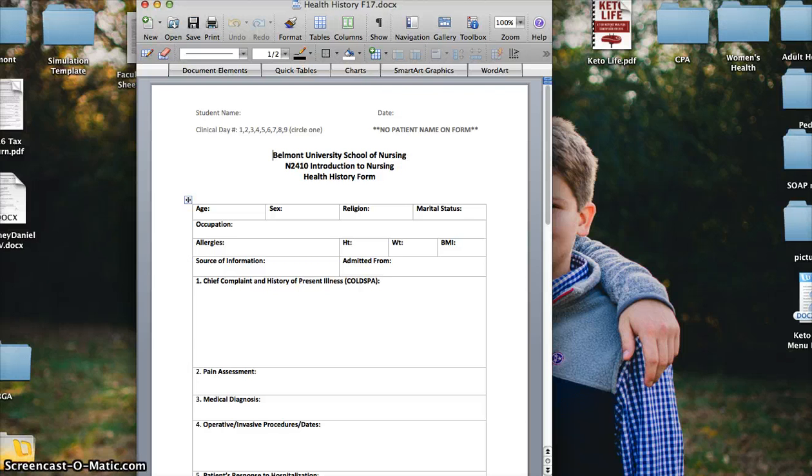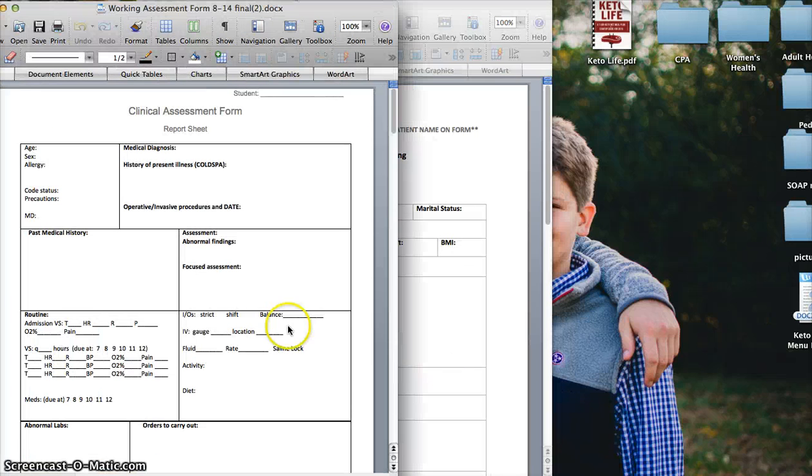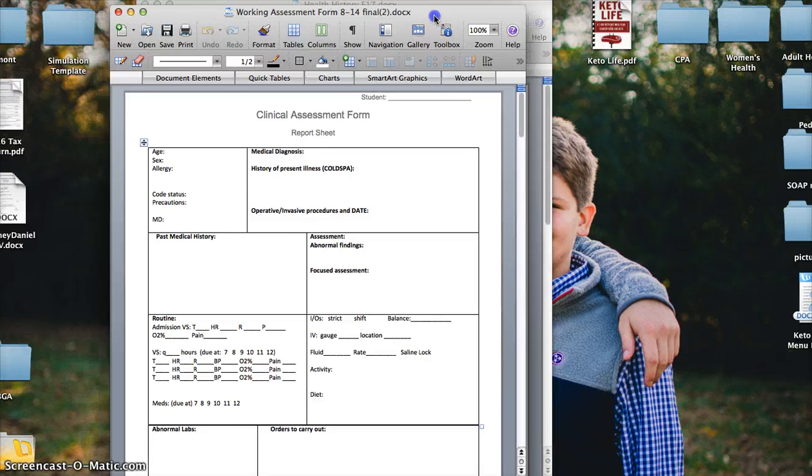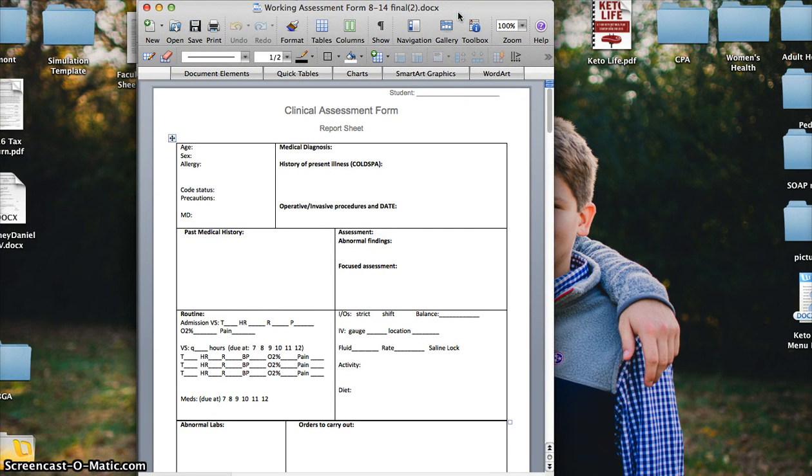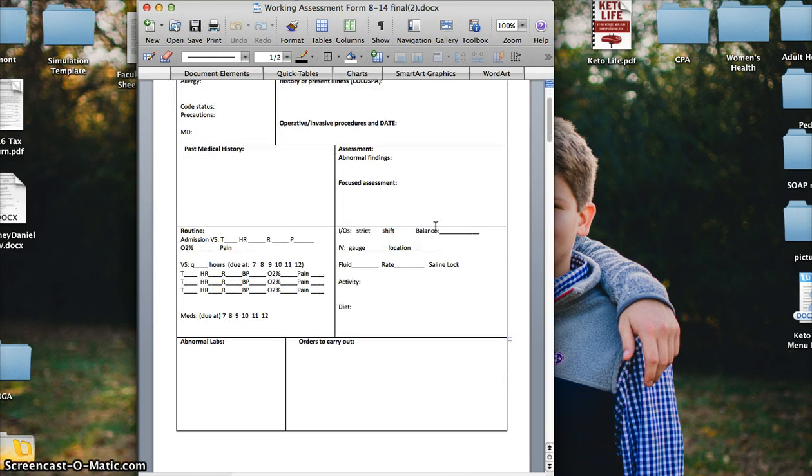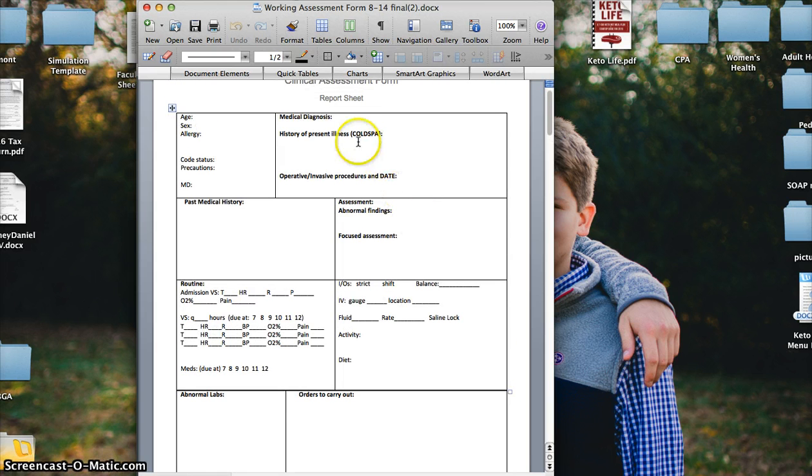Sorry, let me find it. The assessment form. Okay, so the clinical assessment form is what the students are bringing with them when they pick up their patient assignment. I went over this with them this week, but they should be filling this page out before they come to clinical. This is what they're going to give you report on. Okay, so this should be filled out.